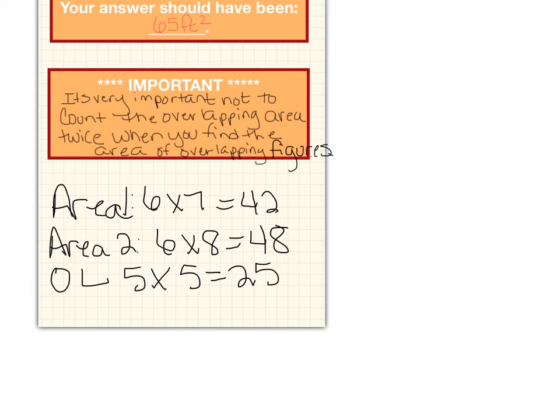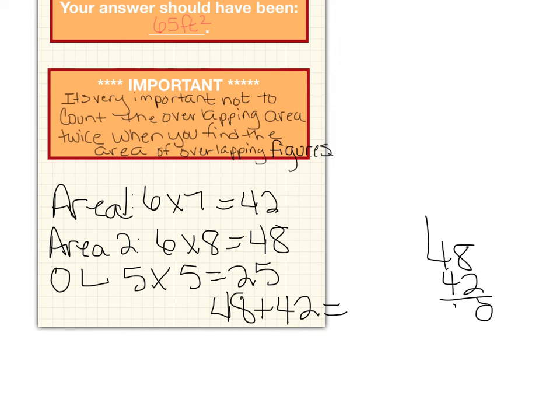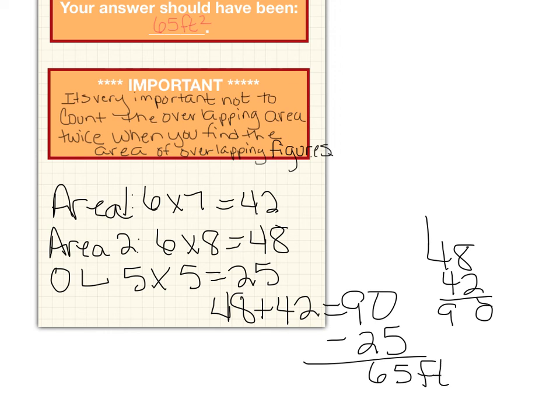So we end up with 48 plus 42, which equals 90. And then we subtract the overlapping area, which is 25, and we get 65 feet squared. That's how that happened. Hopefully that makes sense to you.